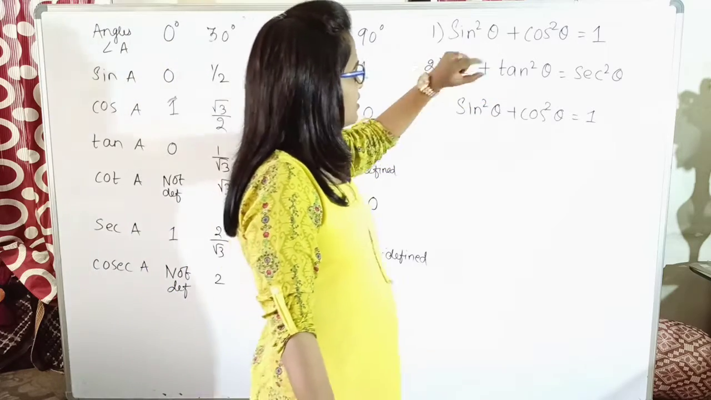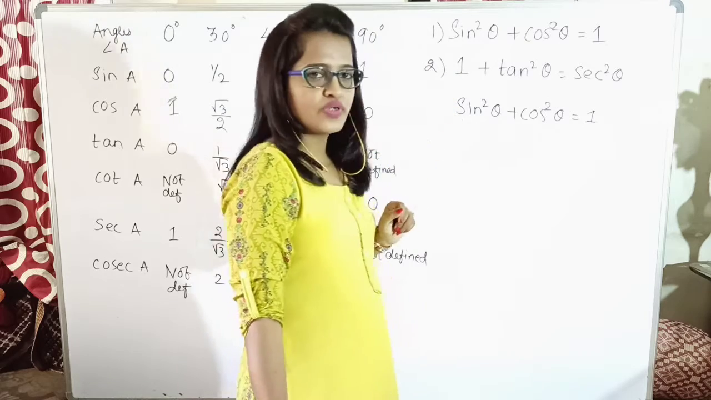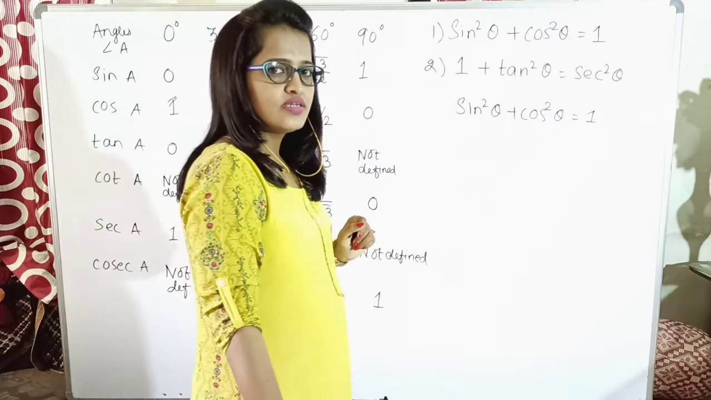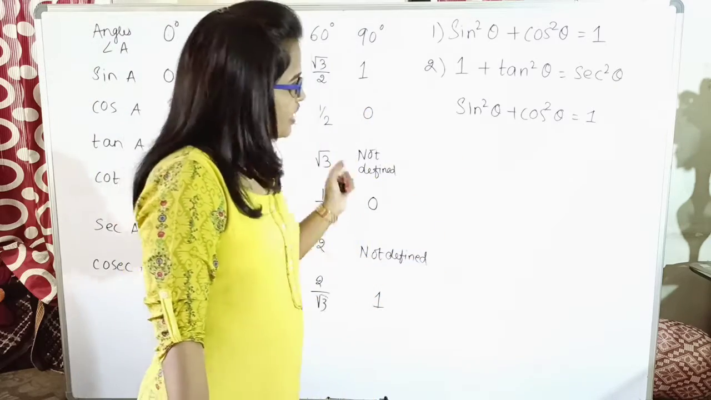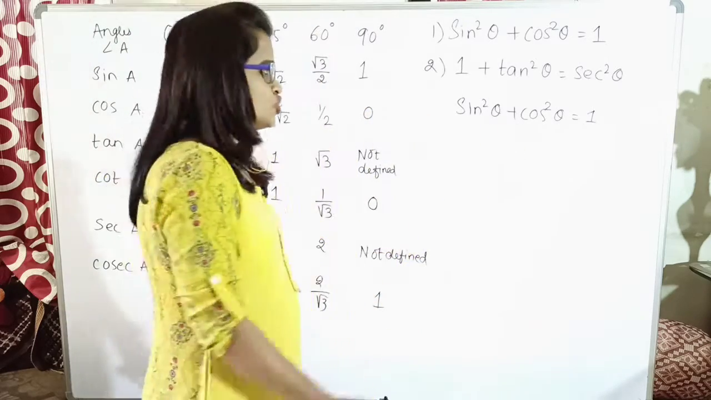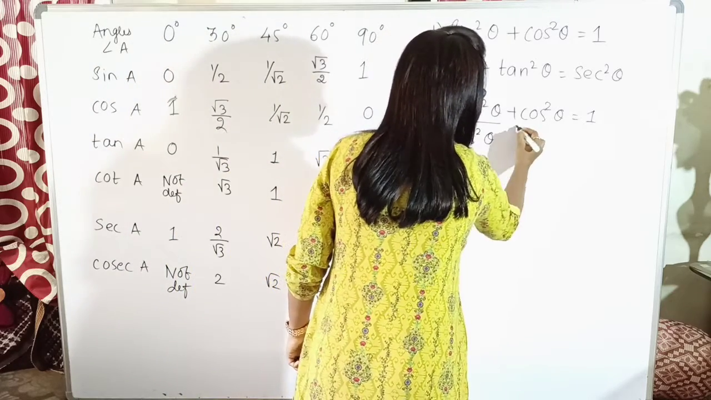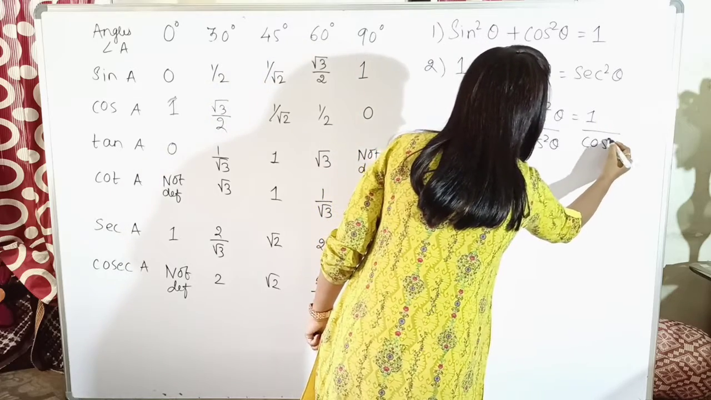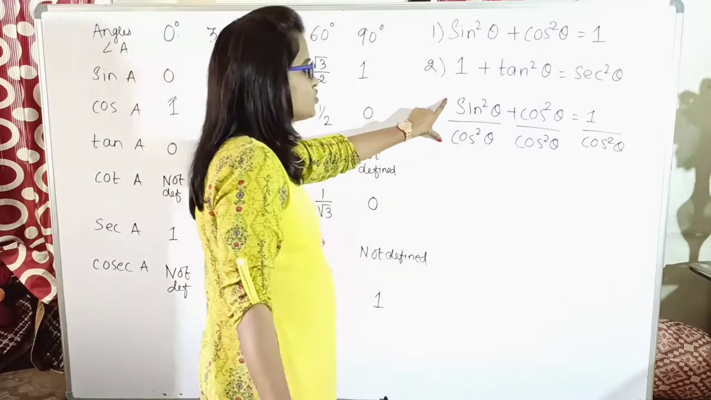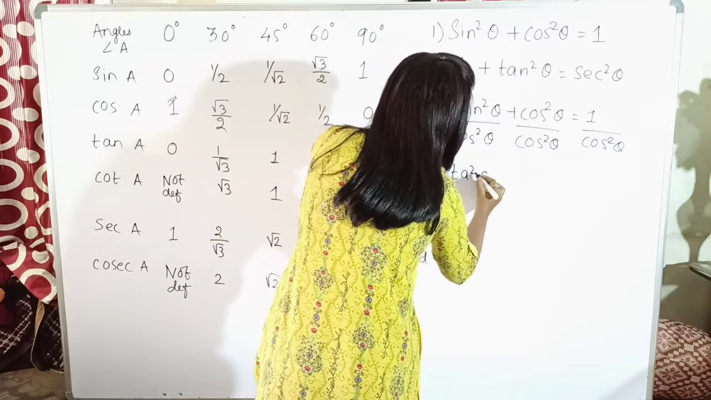Now how do I get tan square theta? If I divide this sine square theta by cos square theta, will I get tan square theta? Yes. But can I divide just sine square theta by cos square theta? No, I have to divide the whole equation. So let us divide the whole equation by cos square theta. Yes, and let us see what changes you can get in the ratios. What is sine square theta upon cos square theta? It is tan square theta.